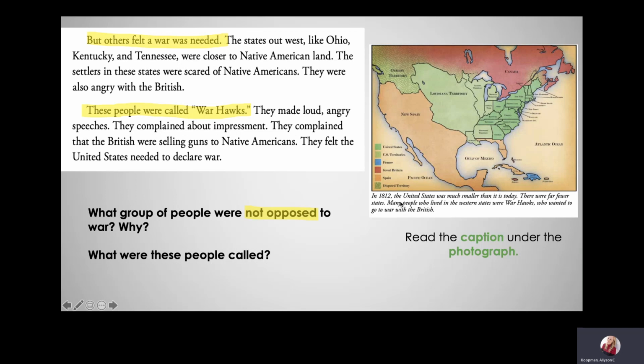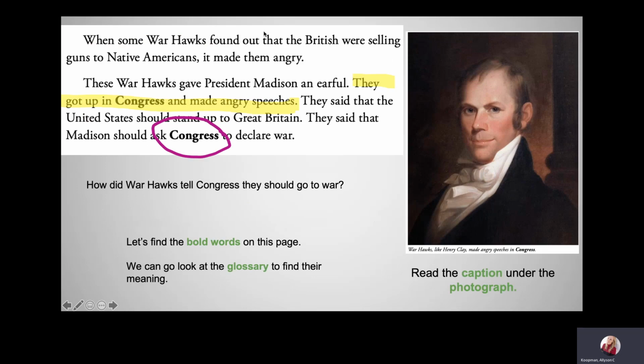Here's another caption, guys, under this map. It says in 1812, the United States was much smaller than it is today. There were far fewer states. Many people who lived in the western states were war hawks who wanted to go to war with the British. So we can see where they talked about Kentucky, Tennessee, right here. That's kind of where the war hawks lived, on the west side, right here at the time. So captions are very helpful to further understand a picture.